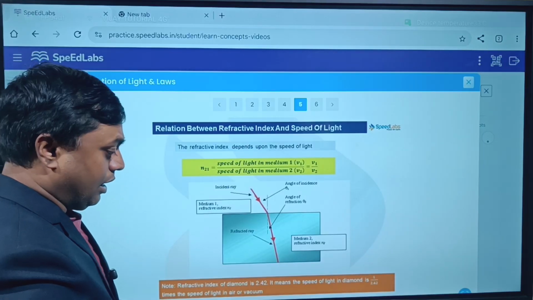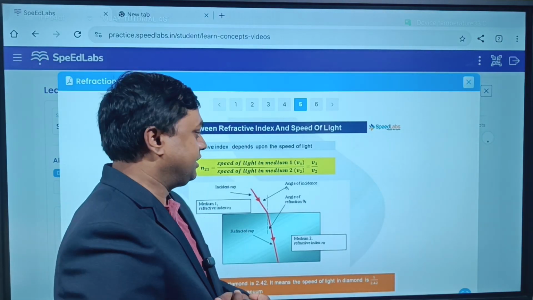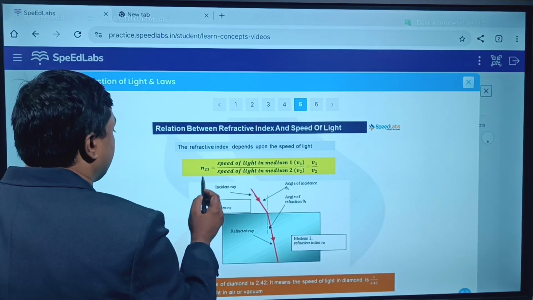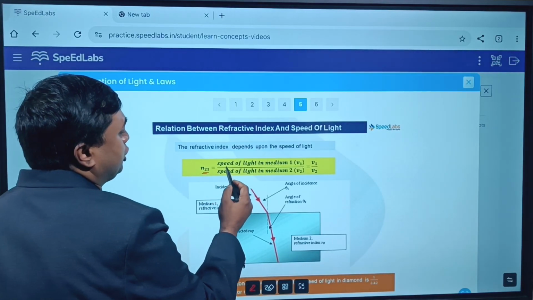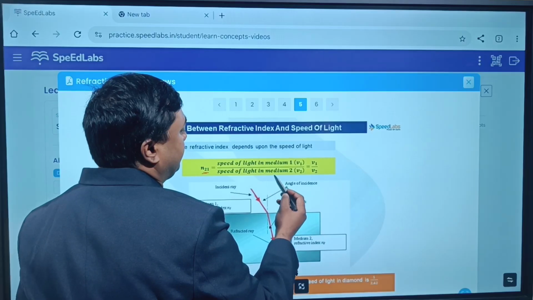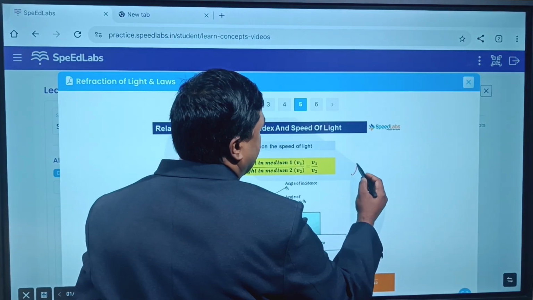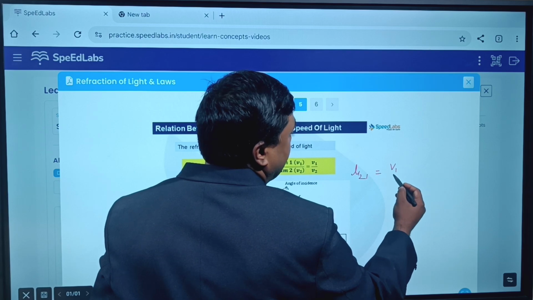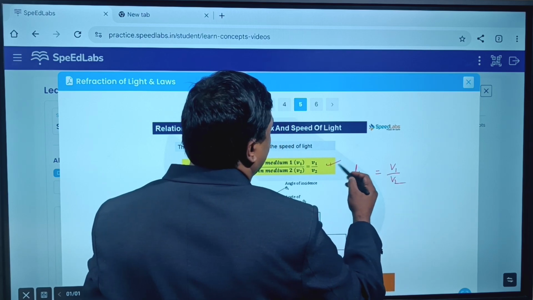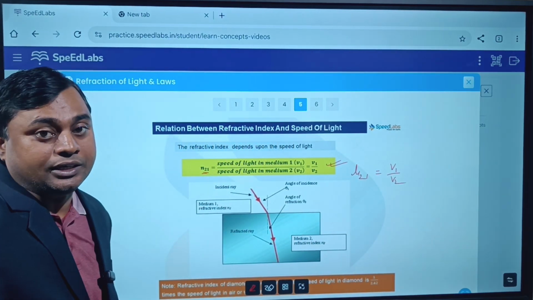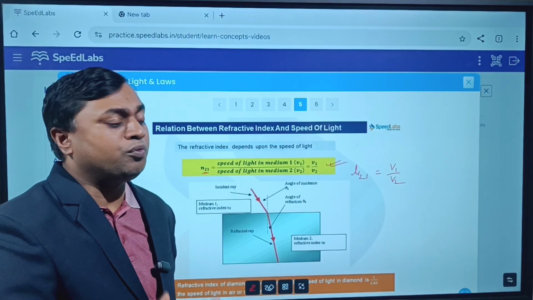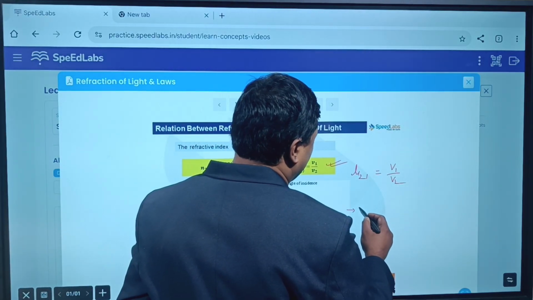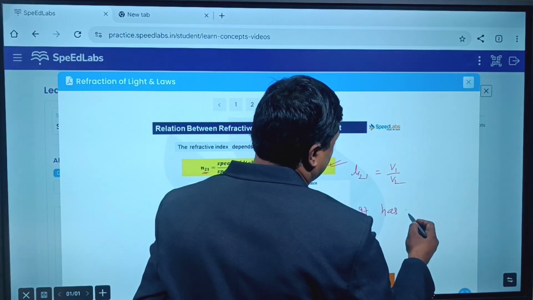And another is the relative refractive index. It is the refractive index of medium 2 with respect to medium 1, which is nothing but the velocity of light in medium 1 by the velocity of light in medium 2. Refractive index has no unit. Why? Because it is the ratio of two same quantities. So, very important, it has no unit.